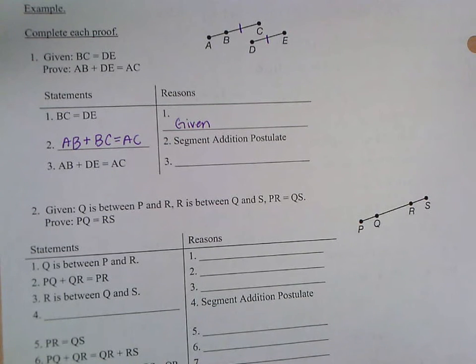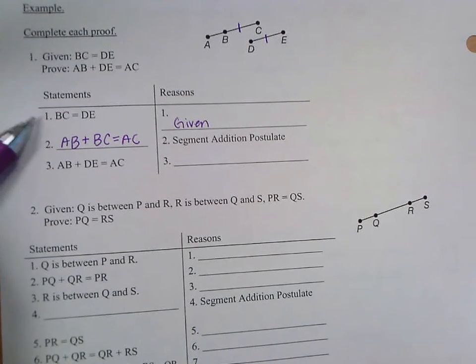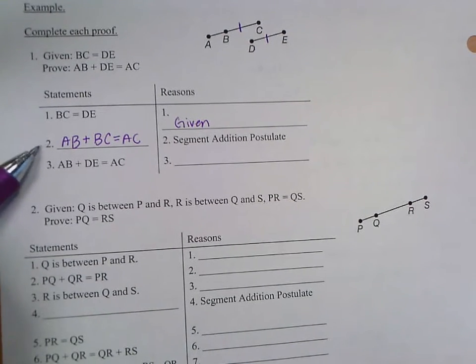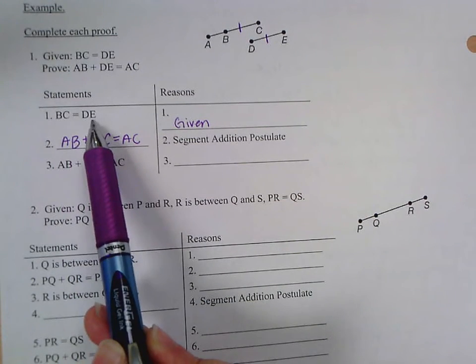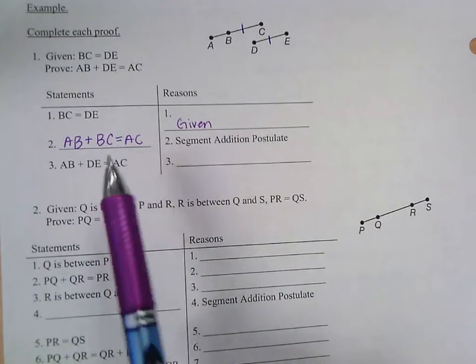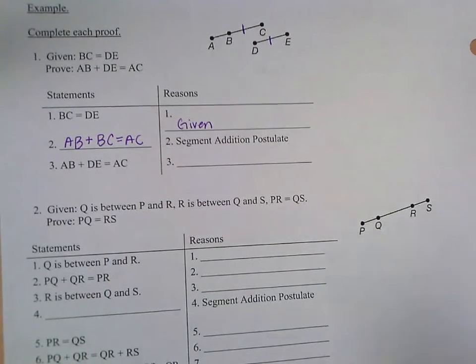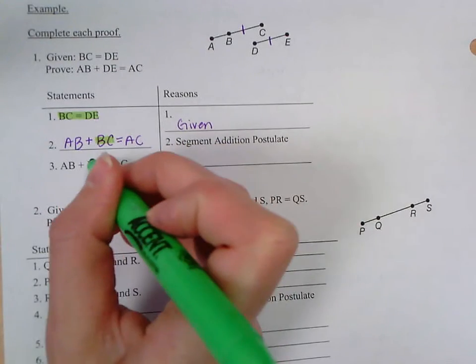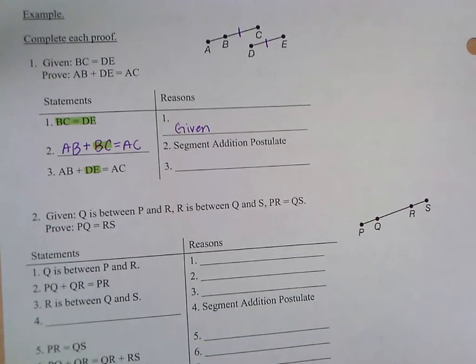Any ideas? Look at line 1. Look at line 2. How can you use lines 1 and 2 to get line 3? Yeah, because BC and DE are congruent. All that's happening is these are congruent, so the BC here is being replaced with DE.